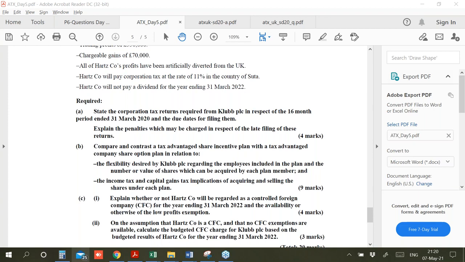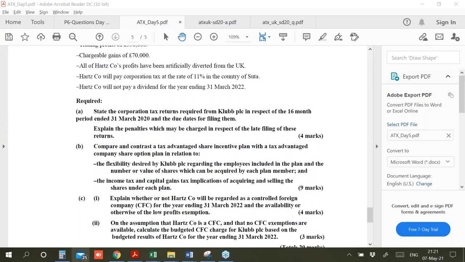Okay, fine. The income tax and capital gains tax implications of acquiring and selling the shares under each plan. So I also have to tell what the income tax and CGT implications of acquiring are. We did a question in yesterday's lecture or a day before about the share option plan, in which there was an EMI, and I told you that for approved share option schemes there are no tax implications on grant date and even on exercise date. The only implications are on disposal date.